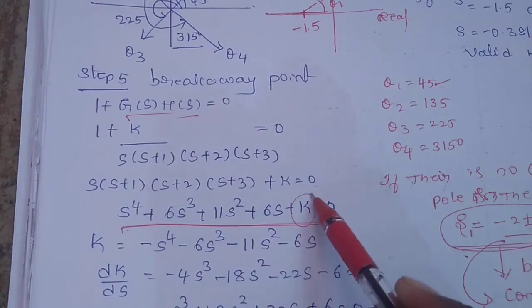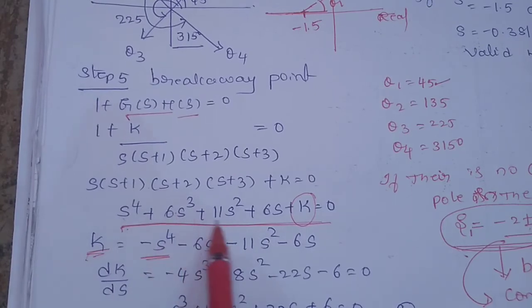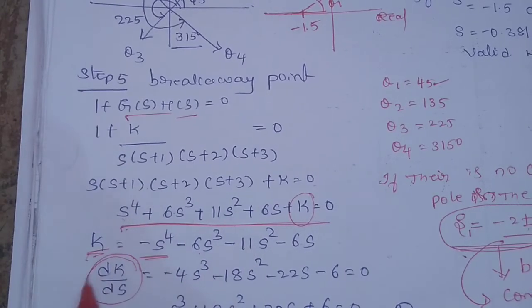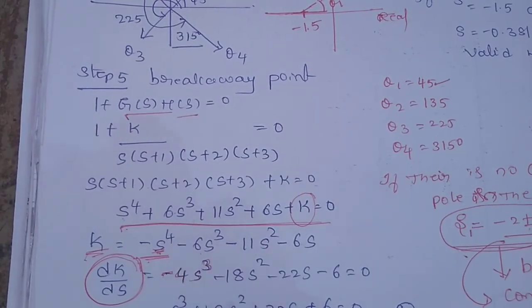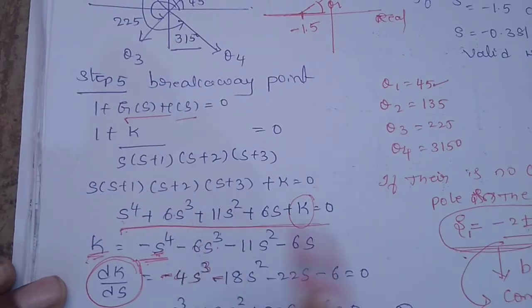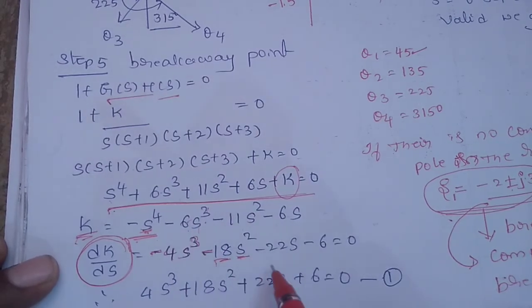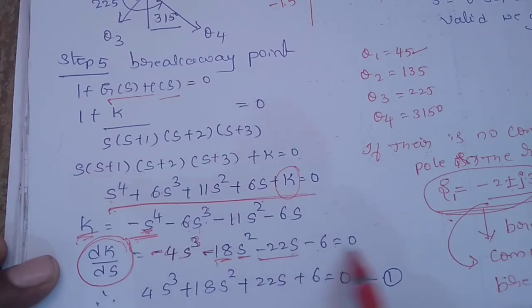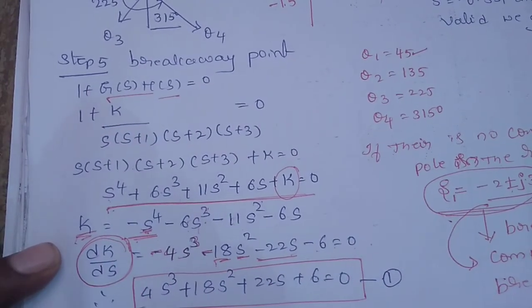Then you have to differentiate with respect to s. So s power 4, if you differentiate, means minus 4s cube, minus 6s cube becomes 6 times 3 is 18, s square, minus 11s square becomes 11 times 2 is 22s, equal to 0. Then you equate it to 0, and if you rewrite the equation, we will get 4s cube plus 18s square plus 22s plus 6 equal to 0. So this gives the breakaway points.